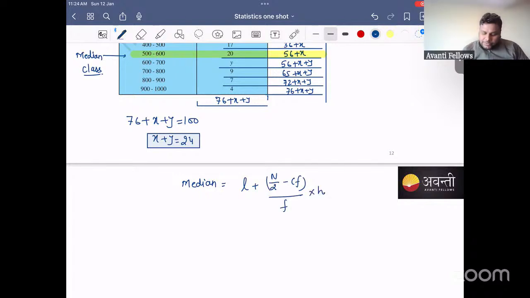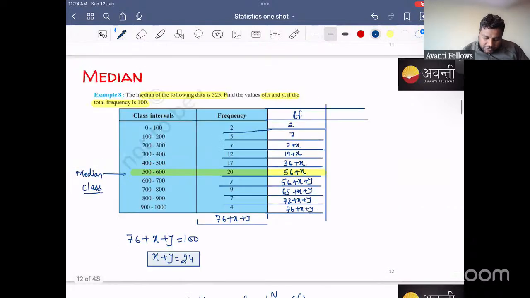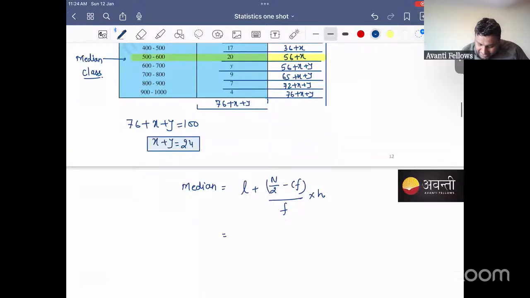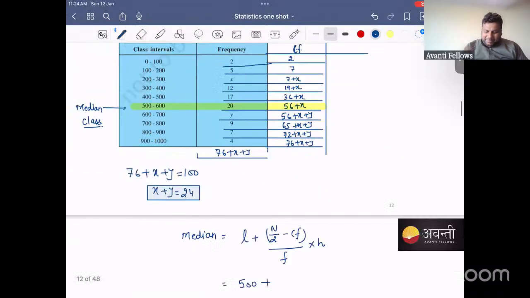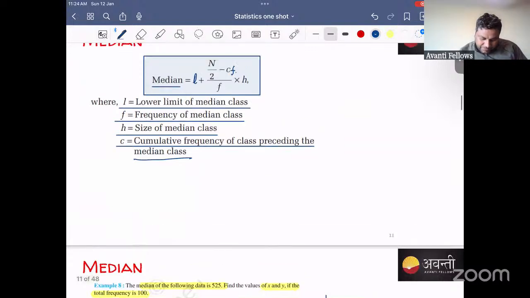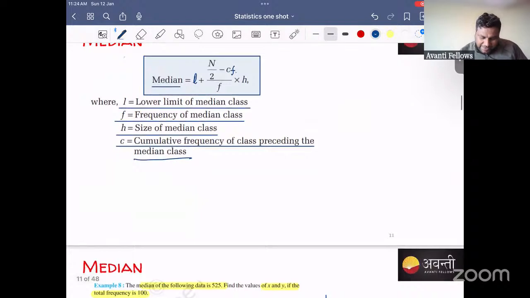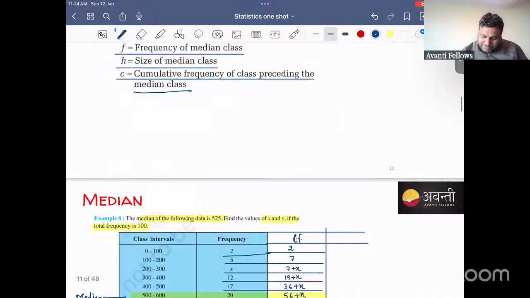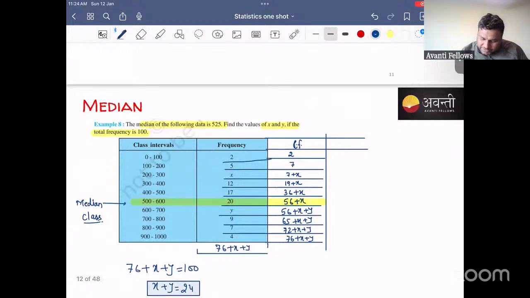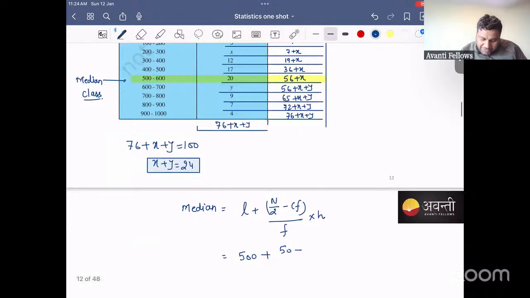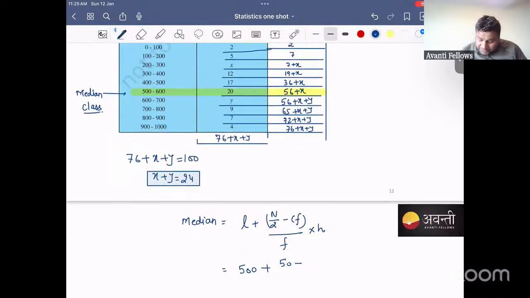Got it? So L is what? L is the lower limit of the median class. So lower limit of the median class is 500. N by 2 is what? F is frequency of the median class and N is the sum of all the frequencies. So they are saying total frequency is 100. So n by 2 is 50 minus CF, cumulative frequency.